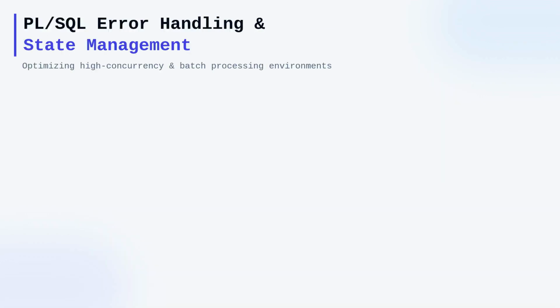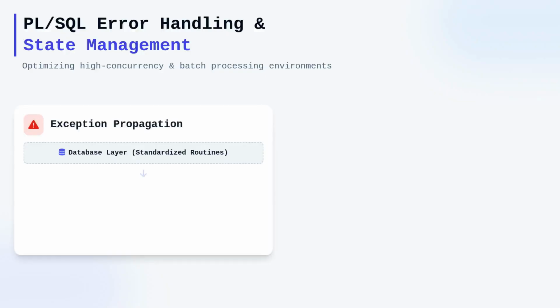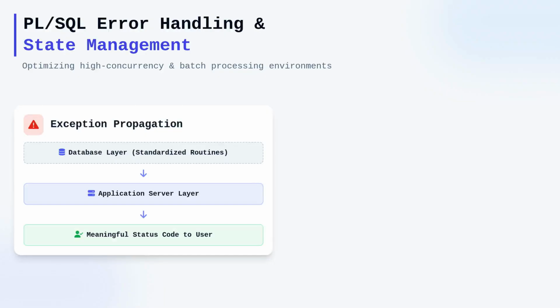Error handling and state management within these PL SQL units are equally paramount, particularly when dealing with high concurrency environments like end-of-day batch processing. These packages use standardized error-raising routines that propagate exceptions back to the application server layer, ensuring that the user or the integration interface receives a meaningful status code rather than a generic database failure.